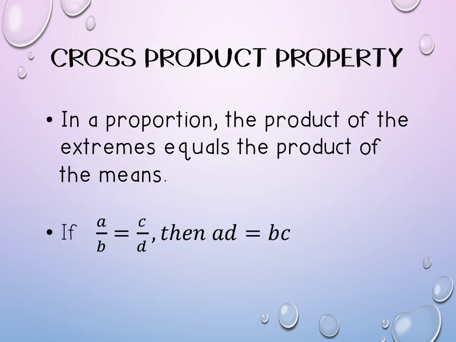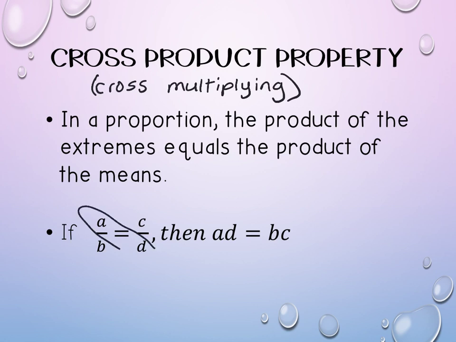Cross product property is the same thing as cross multiplying, something you've been doing for a lot of years. If I have a proportion set up, then I can cross multiply. So if A over B equals C over D, then A times D equals C times B. In words, it's the product of the extremes equals the product of the means. You don't have to know those words, you just have to know that these two get multiplied and set equal to those two. And this is how you'll solve proportions.